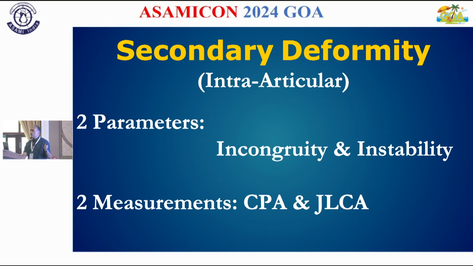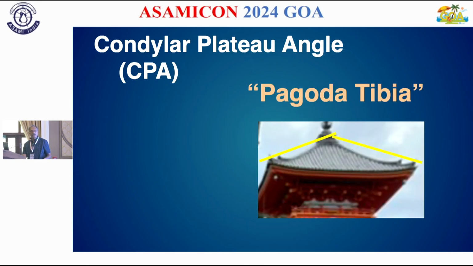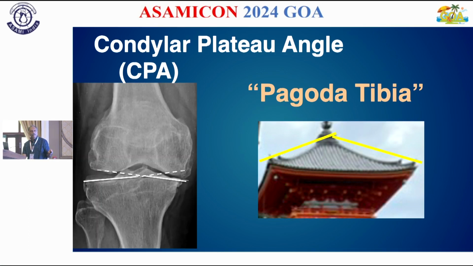Now the secondary deformity that you have mostly not heard of so far is the intra-articular deformity. It has two parameters. There is incongruity and instability. So far, we have only heard about alignment. Now, these are new criteria. You can get familiar in greater detail later, incongruity and instability. And the two measurements are CPA, that's the condylar plateau angle, and the JLCA. We all know the JLCA, which Ishani pointed out. This is the mismatch between the two condyles. This is the JLCA. And this is the condylar plateau angle. In its extreme form, it resembles the pagoda tibia.